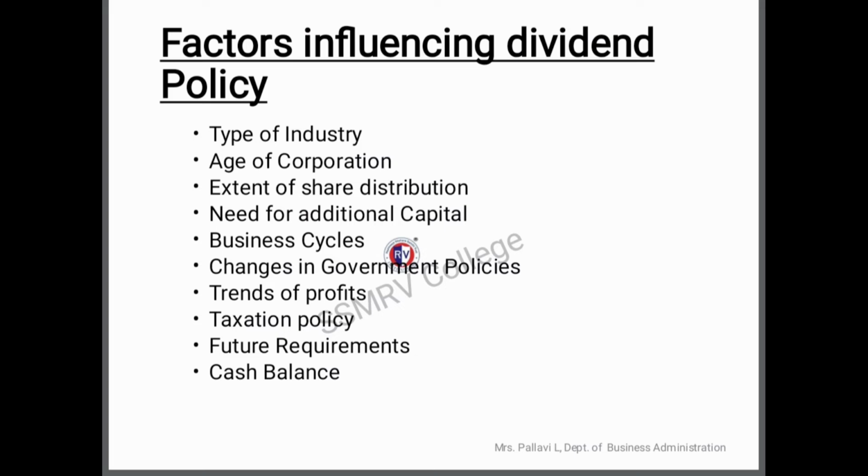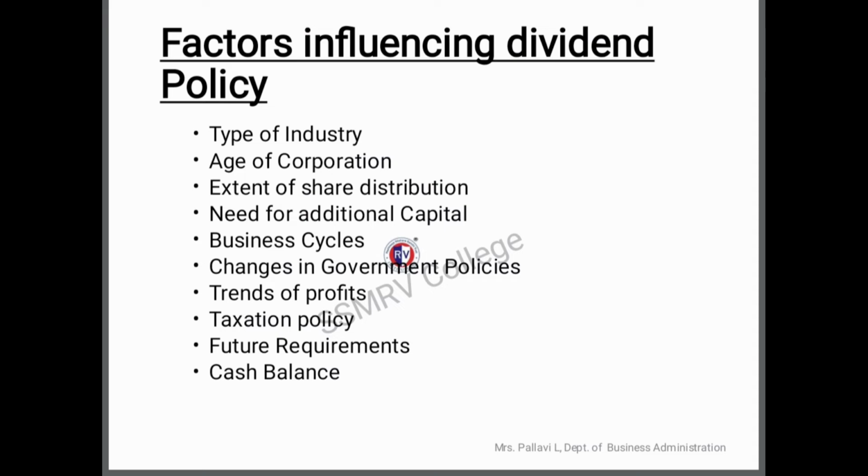So the second point is age of corporation. See, if my company is newly established, very recently established, can I commit to my shareholders on a fixed dividend? It's very difficult for me, right? So age of corporation is one of the very important factors which influence dividend policy, which kind of policy to adopt. And the next point is extent of share distribution.